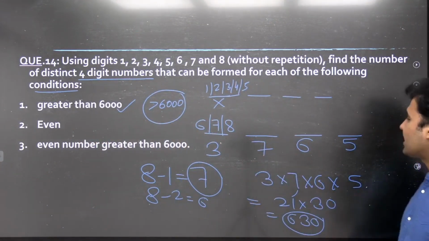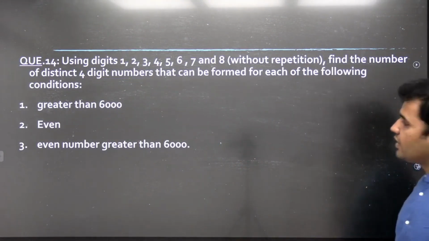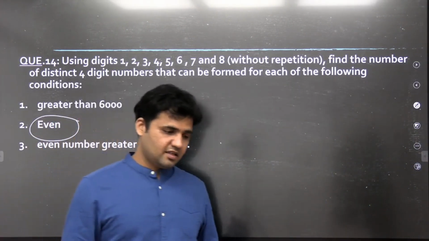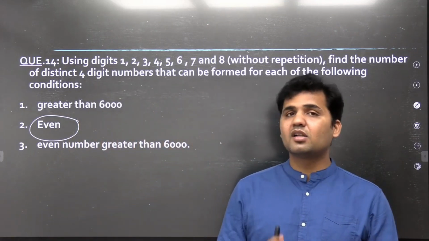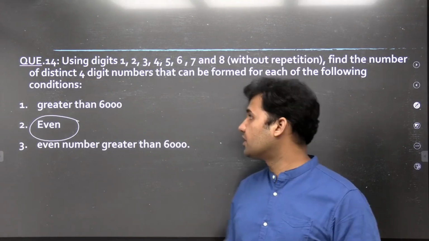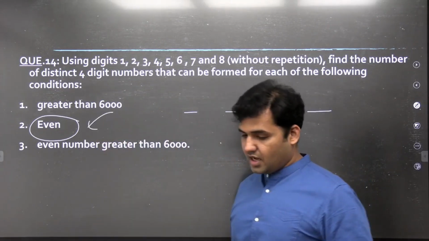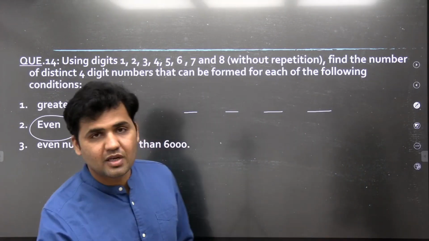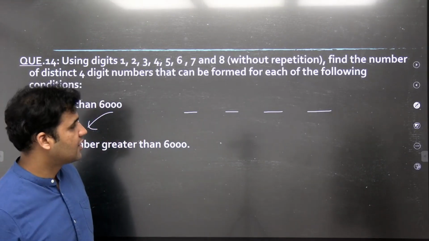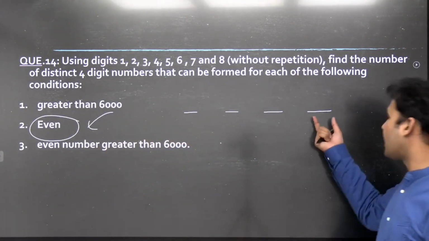Now, look at the second condition. In the second case, we have been given this condition that the number has to be even. Now, as I explained to you in the previous video lesson, in all such questions of numbers and digits, you first have to satisfy the condition. We are making a 4-digit number and I have to make sure the number is even. How can a number be even, guys? A number will be even when the unit digit of that number is even. If the unit digit is odd, the number will be odd. If the unit digit is even, the number will be even. Unit digit means this last digit.